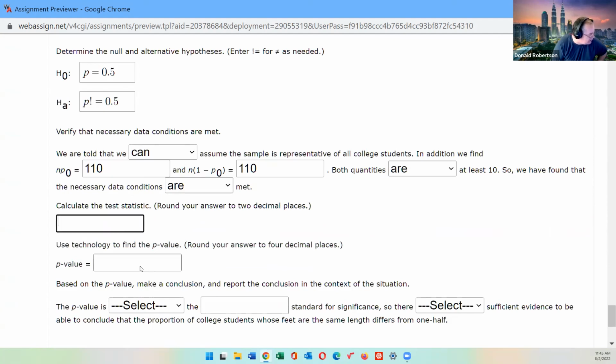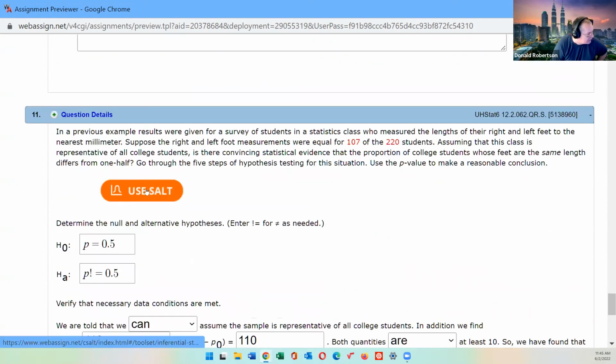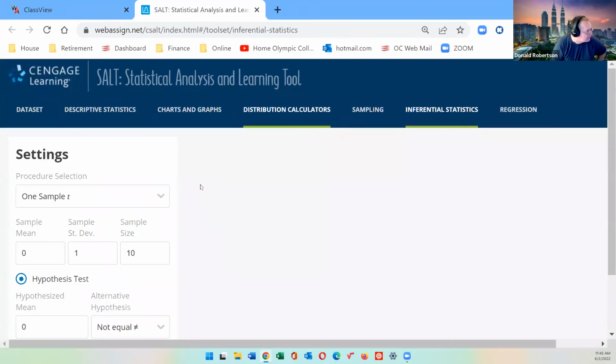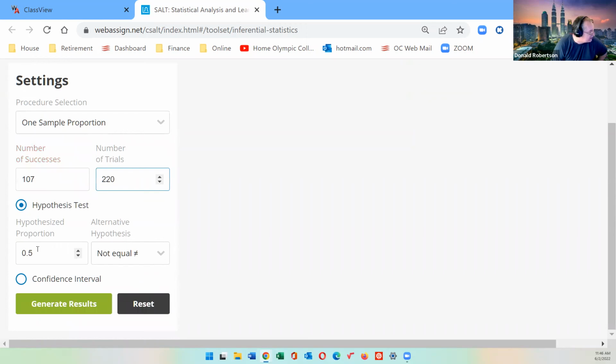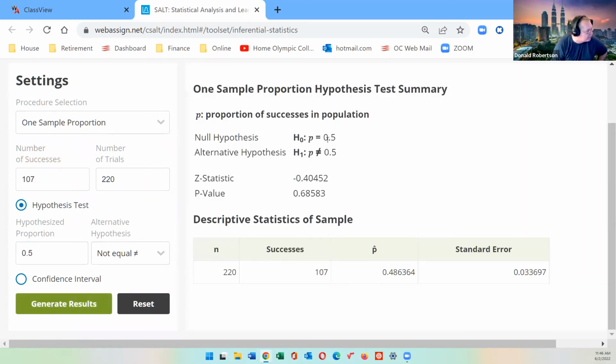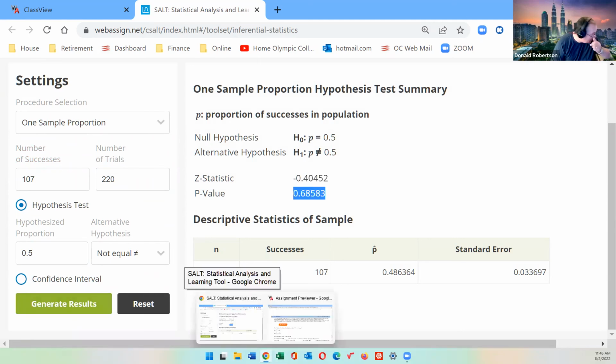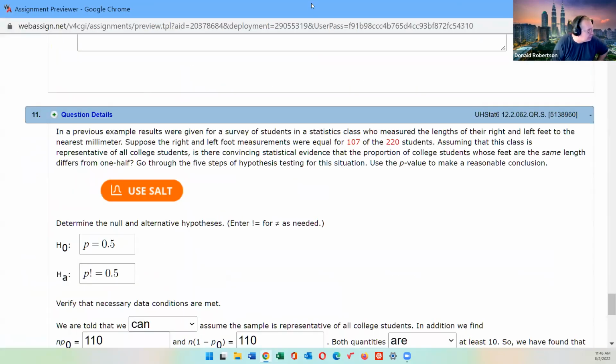And then T and P is coming up, so time to hit the button. One sample proportion, where we will do 107 people out of 220. And that's that one. Oh, and it's already got a not equals. And I'll generate the results. And here is our Z, and here is our P.